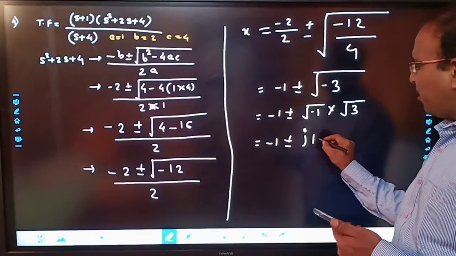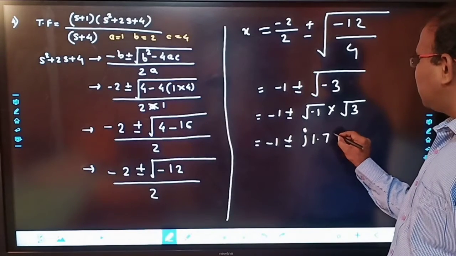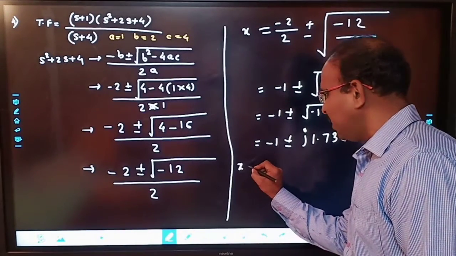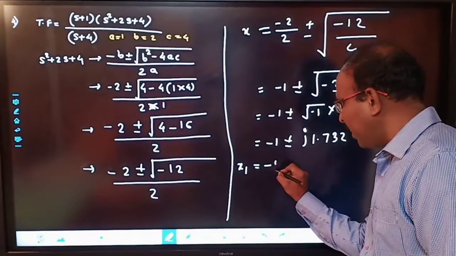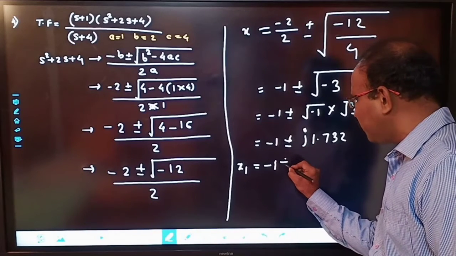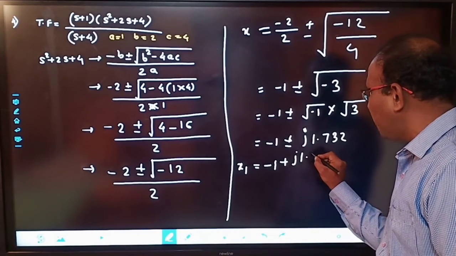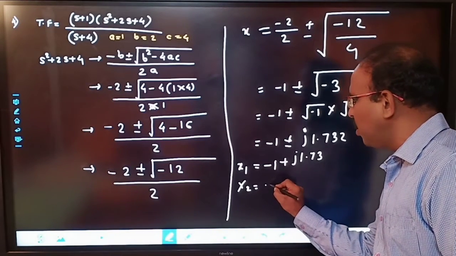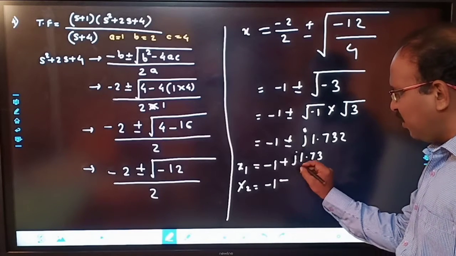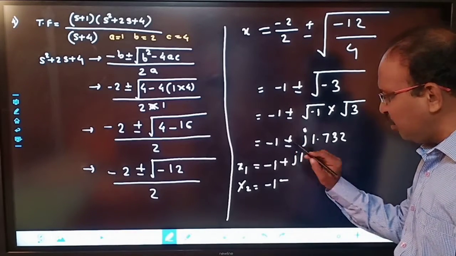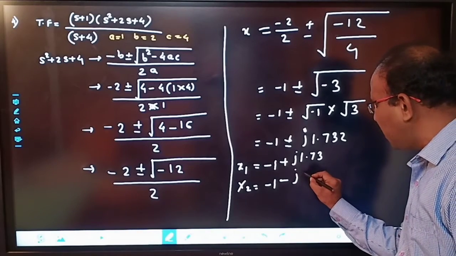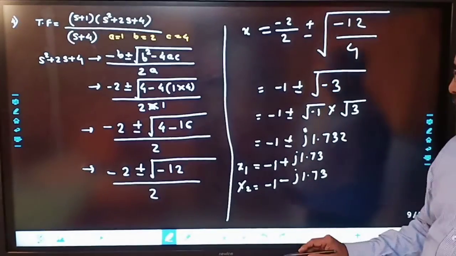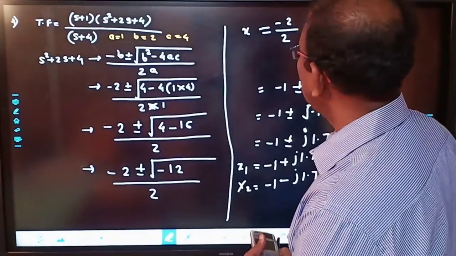So this is what? 1.73. So what are the two roots we get? We get x1 equal to minus 1, I can consider plus first, plus j 1.73 approximately, and we get x2 equals to minus 1, I consider minus here. First you consider plus and then you consider minus. That will be j 1.73. So we got two values. Okay. So here I can mention, so what are the roots?